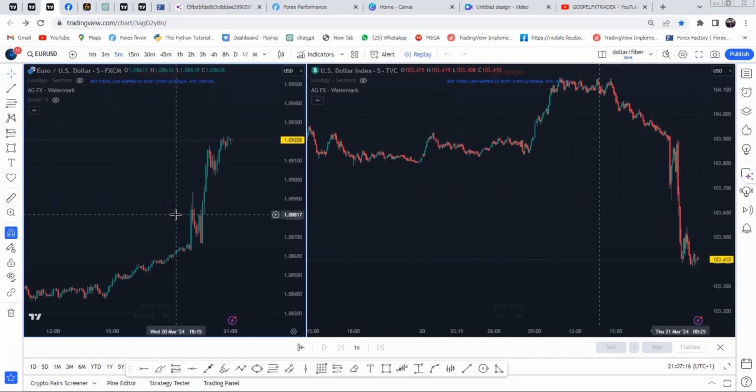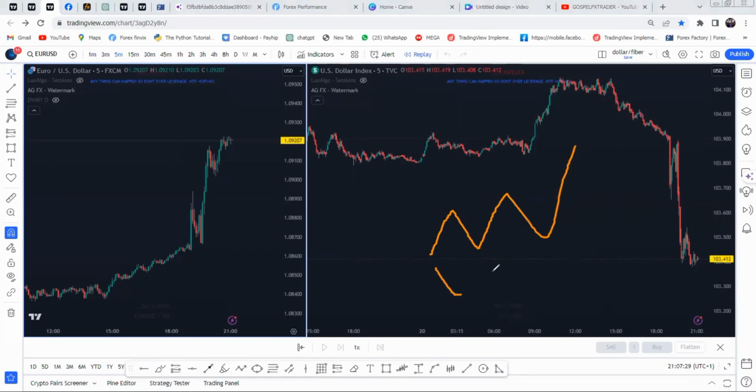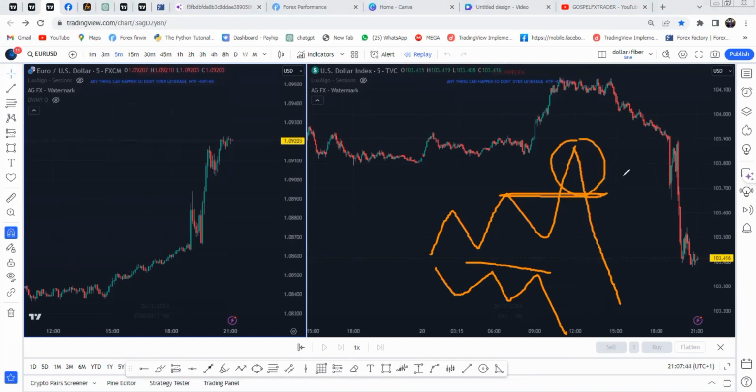But if it is based on weakness, if Euro USD is trading higher and GBP USD is trading lower, this means that GBP USD is weak, and then this one will likely be forming a reversal. You understand? This will likely be forming a smart money trap. This can be Euro USD, and this is GBP USD.